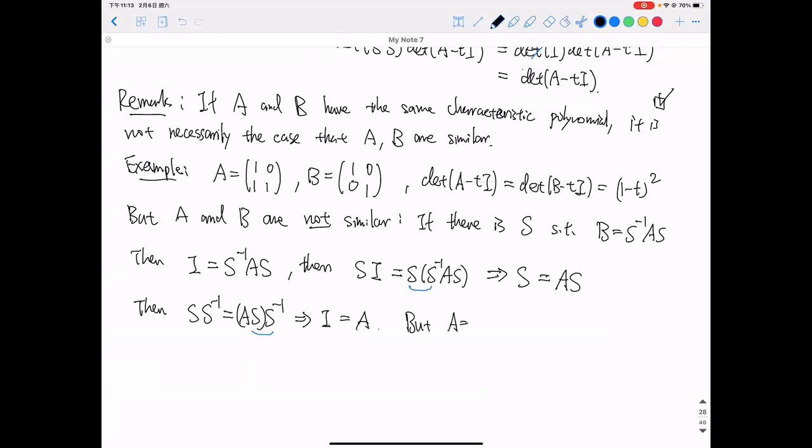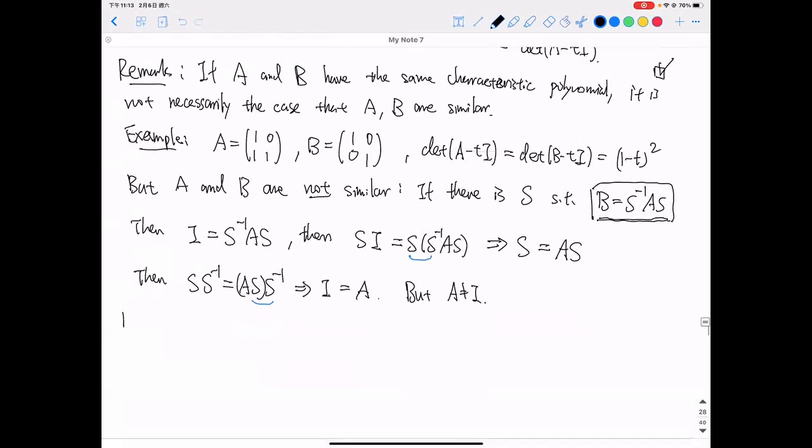But A is not identity, right? So this argument shows that if B is equal to S inverse AS, then B is equal to A, because B is identity. But B is not A, so it is not possible that B is S inverse AS. So A and B are not similar. Okay. That's one remark.